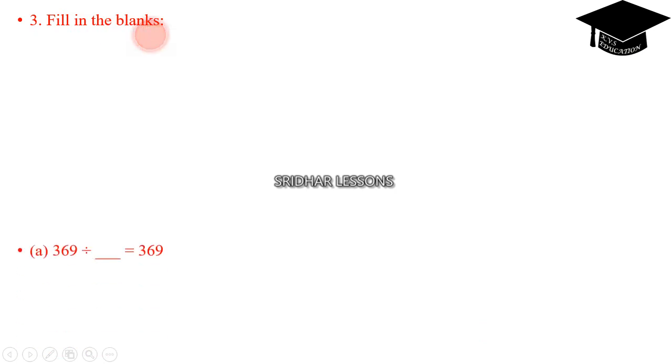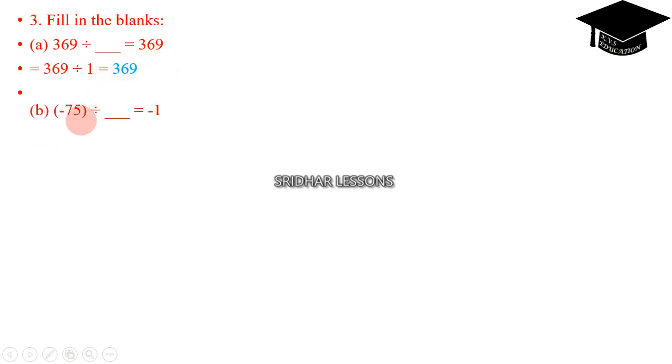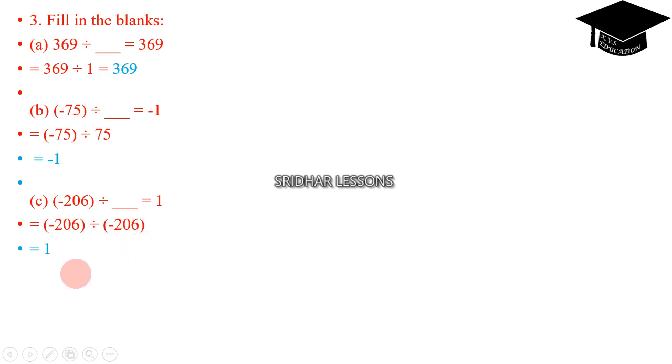Question number 3, fill in the blanks. 369 divided by dash is equal to 369. The answer is 1. Next, minus 75 divided by dash is equal to minus 1. The answer is minus 75, because if you divide minus 75 by minus 75 it is equal to minus 1. Minus 206 divided by dash is equal to 1. That means again you have to divide by minus 206. Therefore, minus 206 divided by minus 206 is equal to 1.